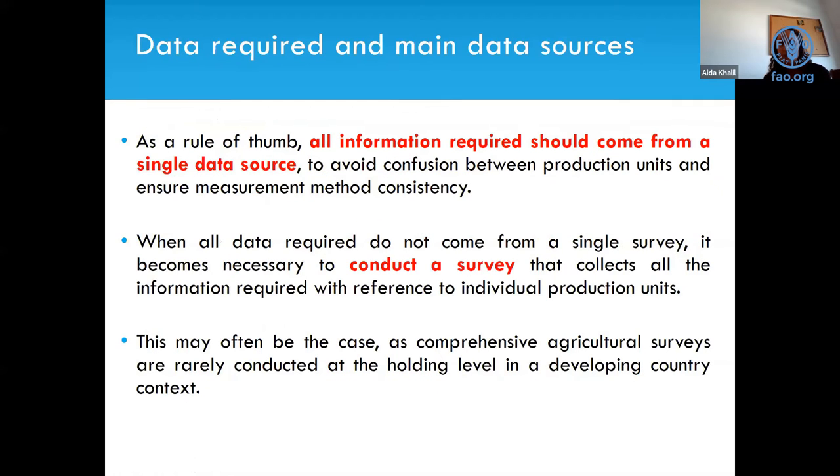As a rule of thumb, so what we were saying on the previous day, and this is perhaps the problem that we could have in Bangladesh: all the information required for the computation of these two indicators and the identification of smallholders should come from a single data source, to avoid confusion between production units and especially to be able to trace back all the variables to a specific household, because we are not looking at an average measure at country level, but at household or farm level. So it's important to have all the variables referred to the same statistical unit.